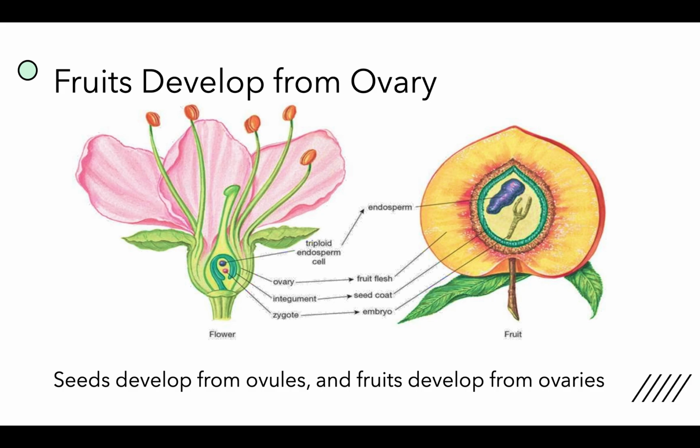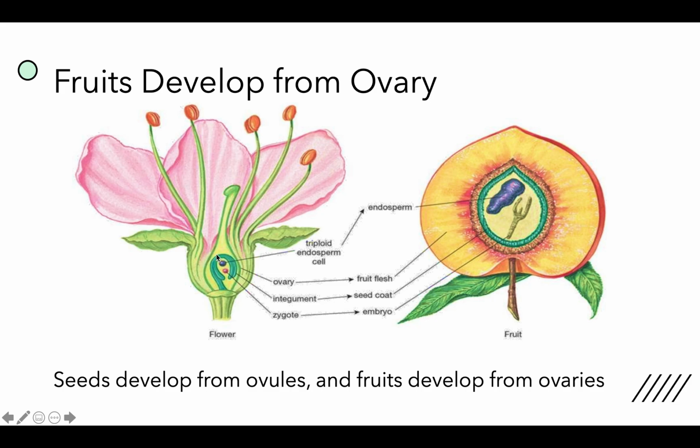Flowering plants have seeds enclosed by a fruit. Seeds develop from ovules and fruits develop from ovaries. Looking closely, we see the diploid zygote and the triploid endosperm fertilized by the sperm cells during double fertilization. This is located inside the ovule. Because the zygote that will become the embryo is located inside the ovule, the structure becomes the seed.